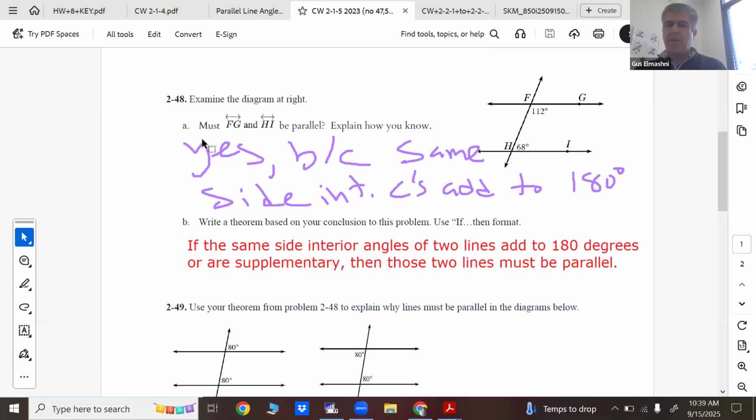So does that make sense how I answered 248? We're cool with that. So we're going to try 249 to 253 in table groups. I'll come around to make sure you guys are understanding what to write. And then I'll show you that in a moment. And then we're going to do another set of notes, but we won't do too much of it, just a little bit.